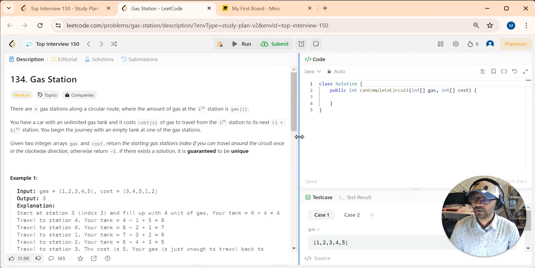So today we are going to try to solve this problem, gas station. Let's read the problem and make sure we understand it.